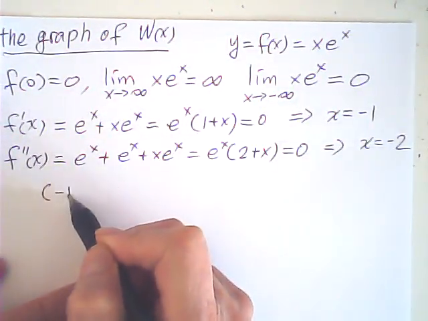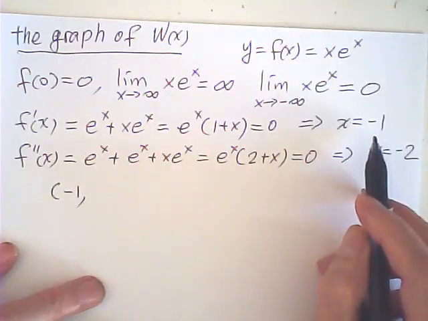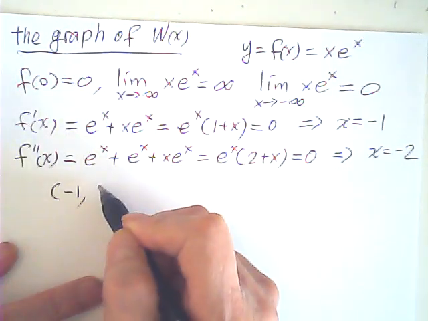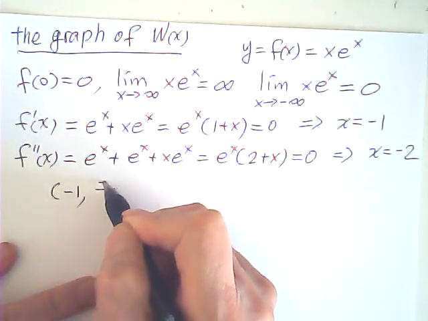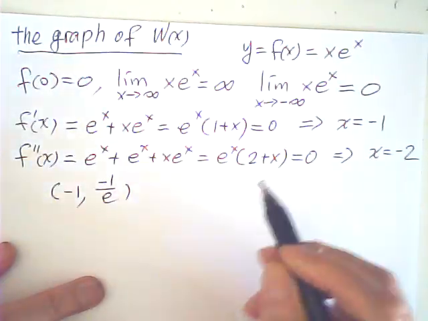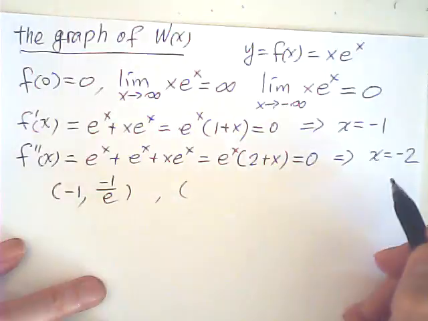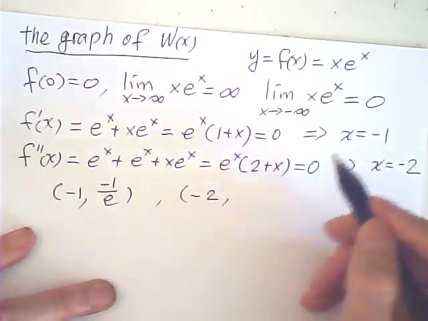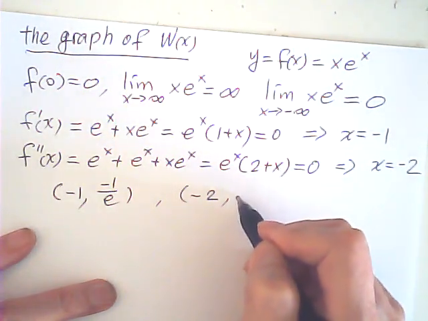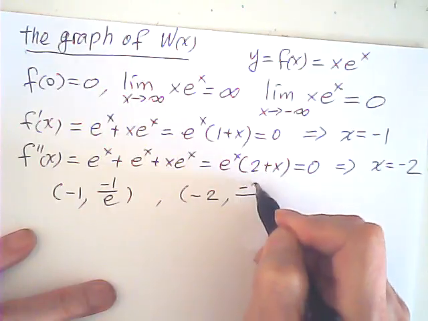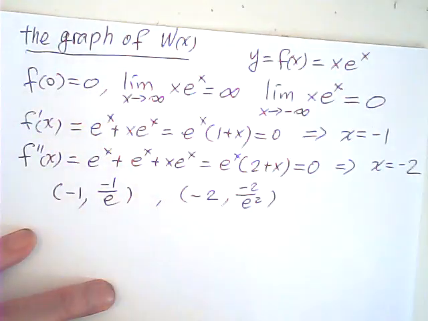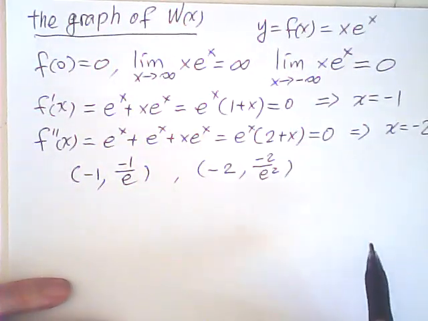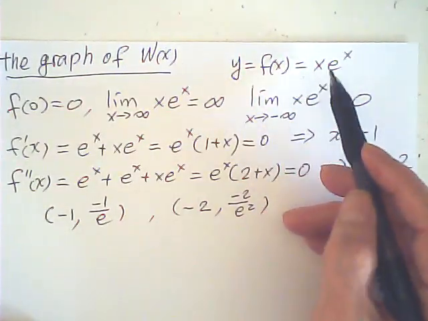One is x equals negative 1, and we put it there. We can find the y value, which is equal to negative 1 over e. The other one is when x equals negative 2, and we put it there, we can find y, which is equal to negative 2 over e squared. So these two are critical points for this graph.